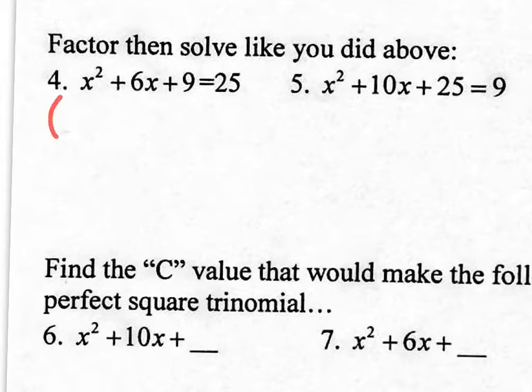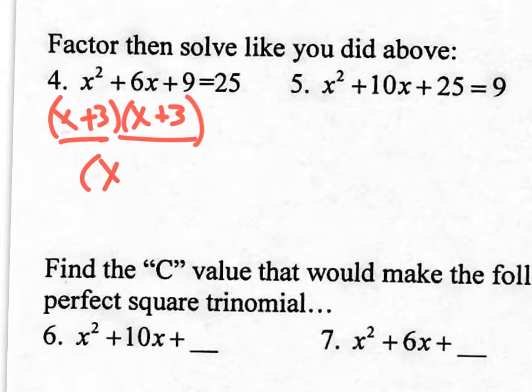We normally put parentheses, x, x, and we think what times what is 9, that if you add together is 6. 3 and 3, right? And that would be positive 3 and positive 3. Now the reason why we call this a perfect square quadratic trinomial is because you're able to write these as x plus 3 squared. Are you guys following me? That's why it's called the perfect square quadratic trinomial, right? So you're actually able to write it as a binomial squared. I hope everybody understands that.